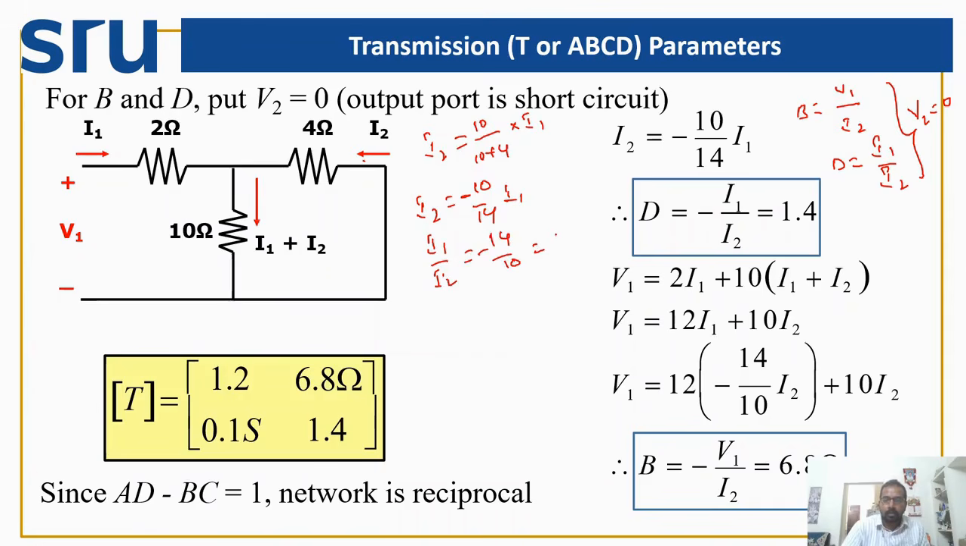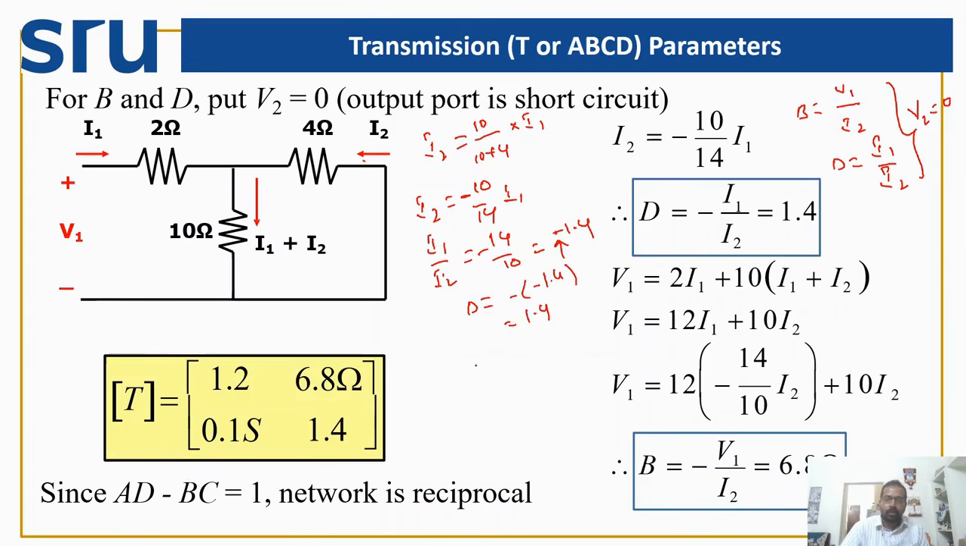So it is equal to minus 1.4. Okay, so it is minus 1.4. And if you try to change the direction from right to left, then we are going to have plus. So if you are assuming the I2 same current from right to left, we are going to have plus. So my D parameter will be equal to minus of minus 1.4, it is equal to 1.4.